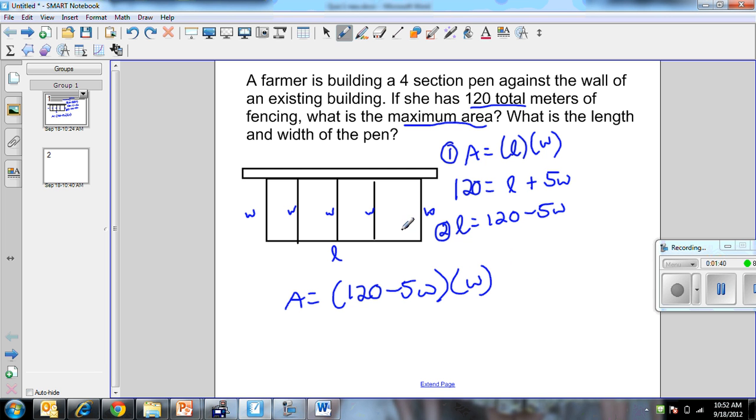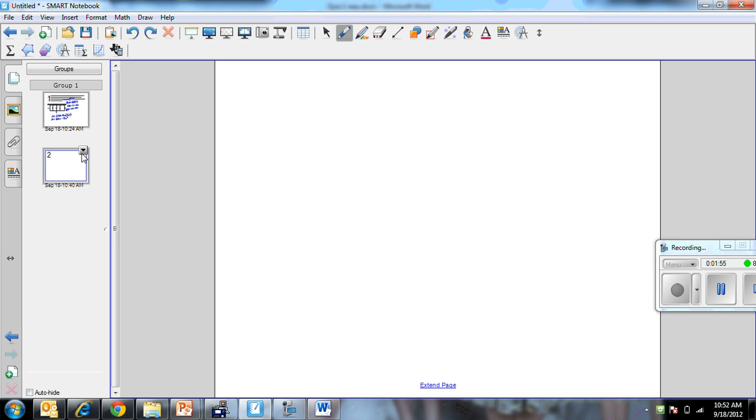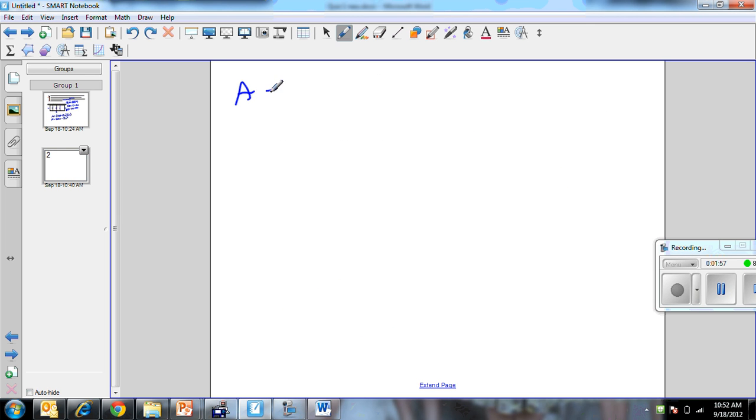So this is the hard part. Now I can multiply this out and complete the square to solve. So if I multiply these, I get 120W minus 5W squared. Okay, I'm going to rewrite that in standard form so I can go ahead and complete the square. So we're going to get negative 5W squared plus 120W plus my C value is 0.